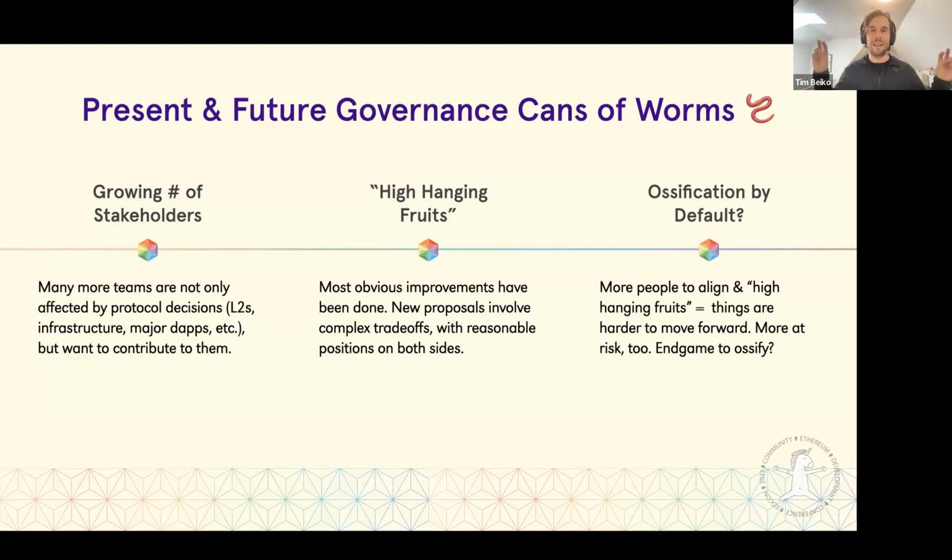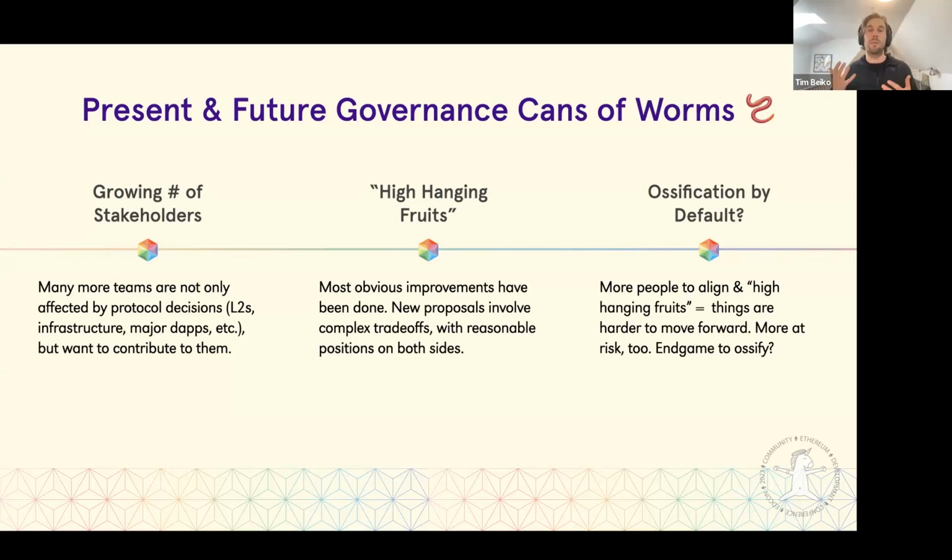So I have this high-hanging fruits phrase, where most of the low-hanging fruits have been picked, and a lot of our new proposals have trade-offs, and you can have reasonable positions on both sides of those trade-offs. So it's much harder to say, oh, this is the obviously right thing and this is the obviously wrong thing. And if you combine those two things, if there's more people you need to align and more difficult trade-offs, I think it does make it harder to move forward. It slows things down by default.